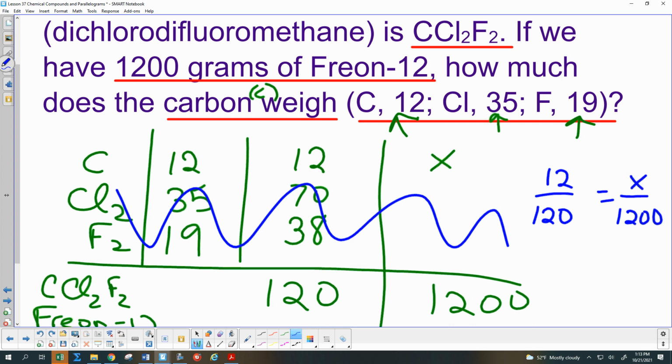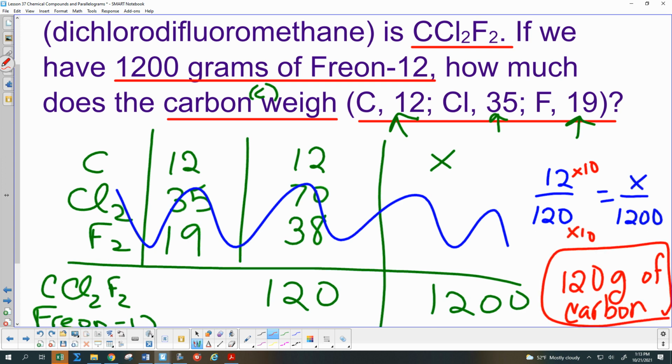Okay. Multiplying by the same thing. Specifically by what? Multiply numerator and denominator by 10? Would you agree if we look just at the denominator that if we multiplied by 10, we'd have the denominator we need? So to get the numerator, we need to multiply the 12 by 10, and what do we have? 120 grams of carbon. Questions from anybody on those kinds of problems?